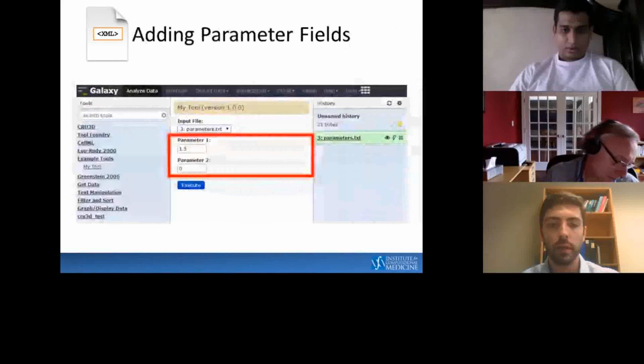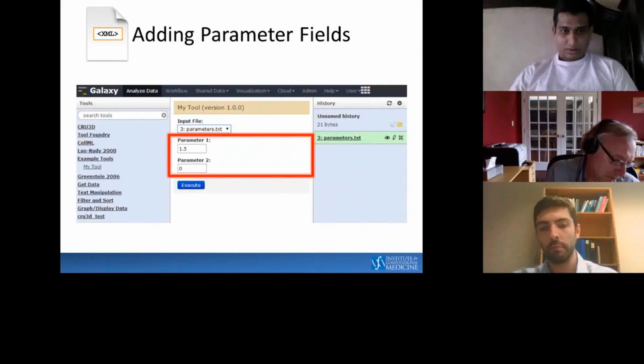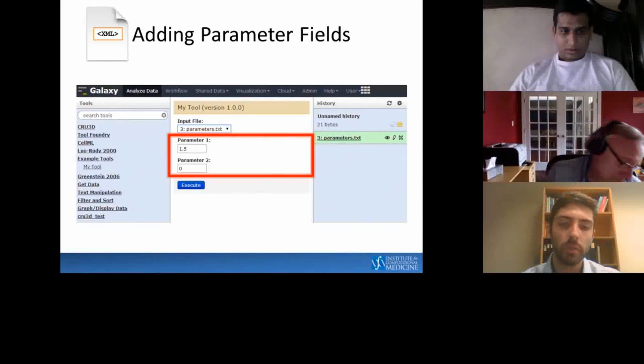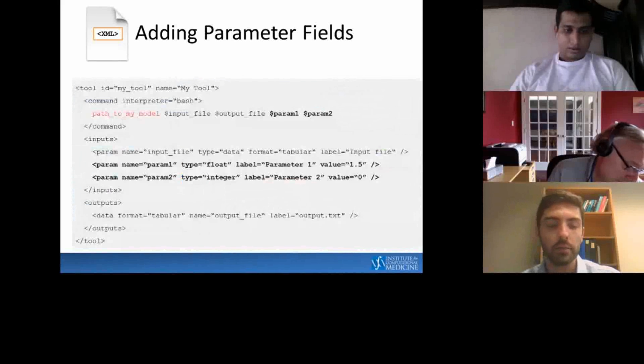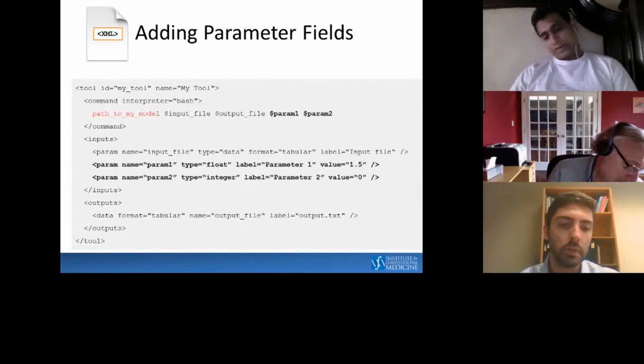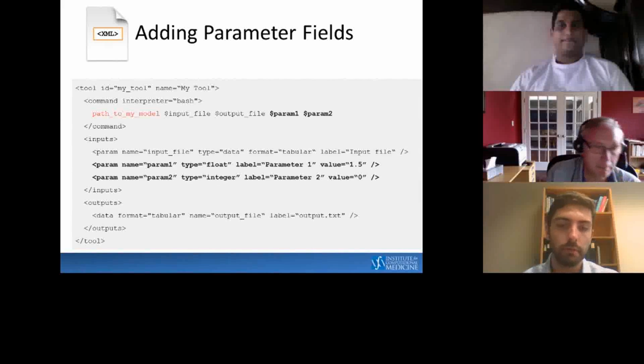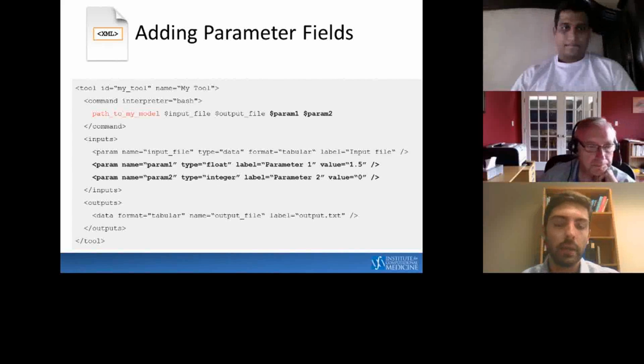You also saw that in our tools we were using parameter fields. We can actually enter the parameters into the browser itself. In this case, we want to add two parameters, parameter 1 and parameter 2. All you need to do is add a couple of lines. You would add two more param tags to the inputs. In this case, we're calling them param1 and param2, a floating type and an integer type. And then you would also have your model expect those inputs, param1 and param2, as additional arguments.